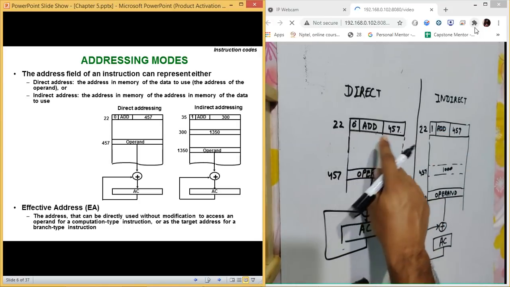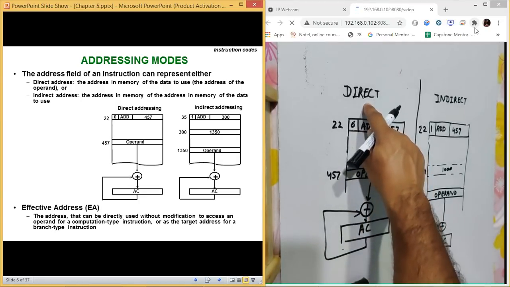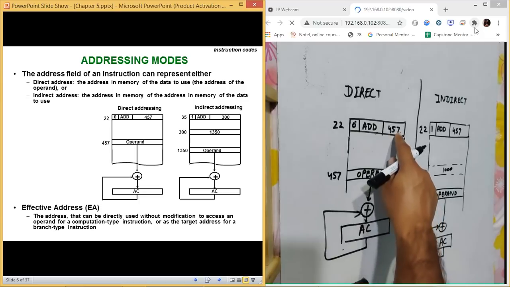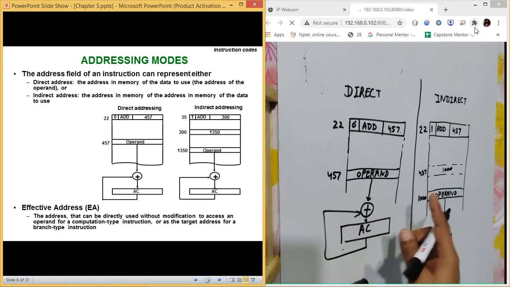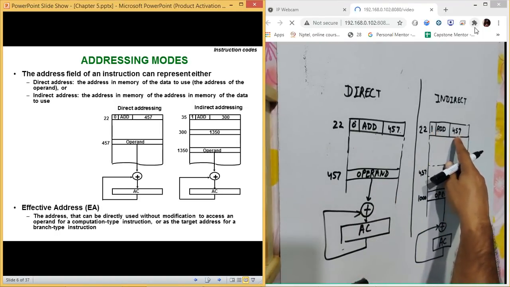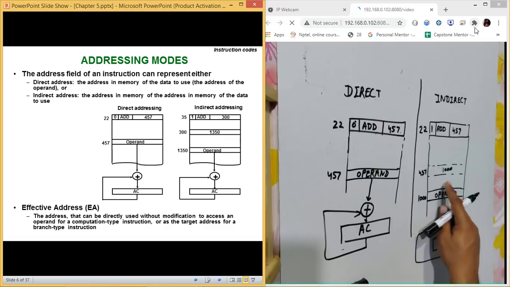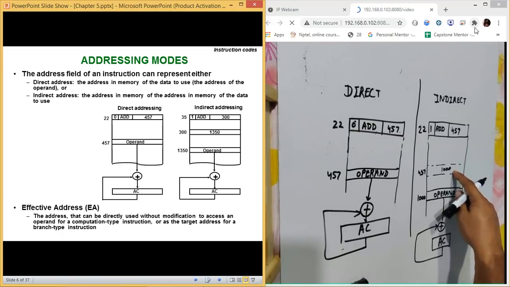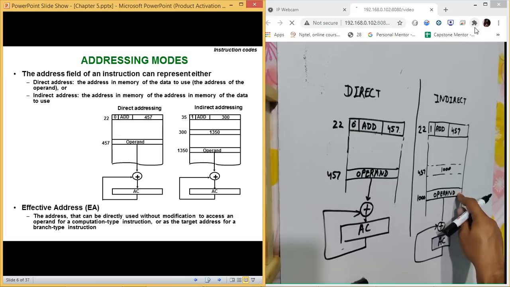If it is a direct address, you can identify it from this value whether it is 0 or 1. If it is a direct address, then this 457 will tell that there is an operand stored at the location 457. Go and get it from here. Then if it is an indirect address, this value will be 1, and this address which is given is not telling the actual address. It is only telling that from this address you can get the actual location of the operand. So it is 1000. So I will be able to get the value 1000. What is the operand at the location 1000? So I need to visit 1000 again, and from there I will get the operand.